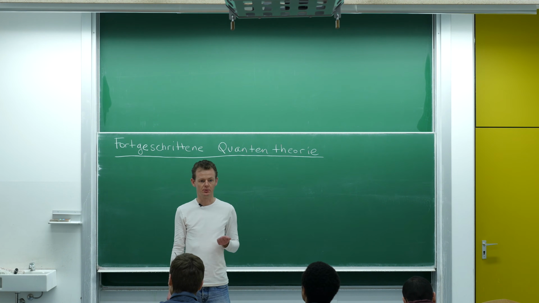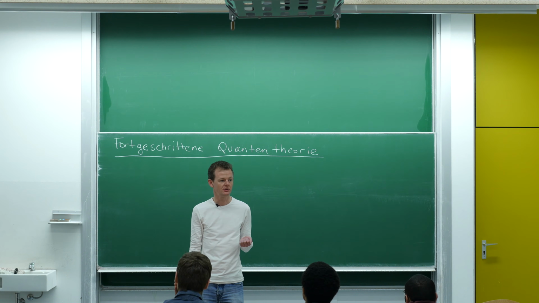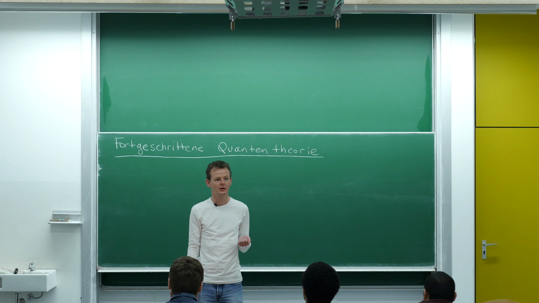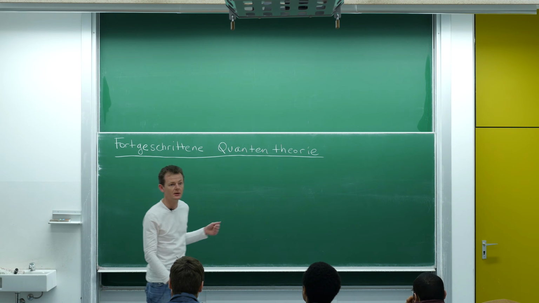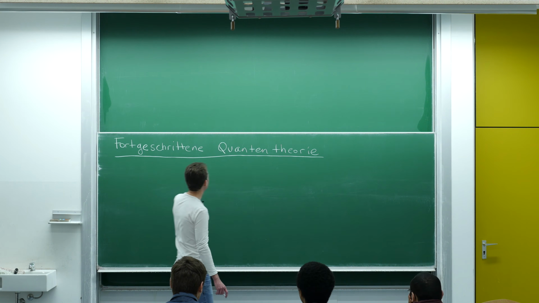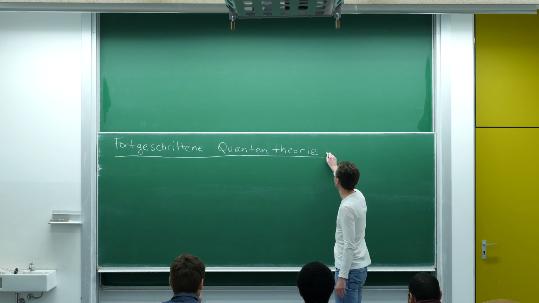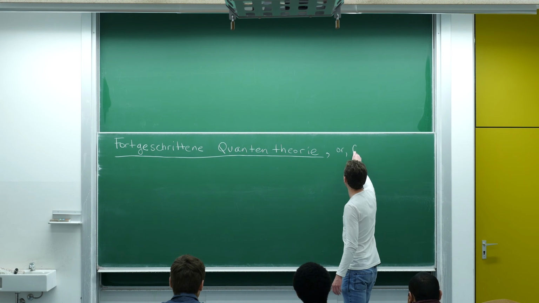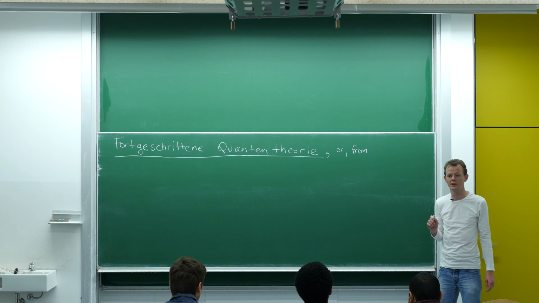My name is Tobias Osborne, and in this course we will be teaching and discussing quantum mechanics at an advanced level. Another way you could call this course is, instead of Advanced Quantum Theory, you could call this course From One to Many.